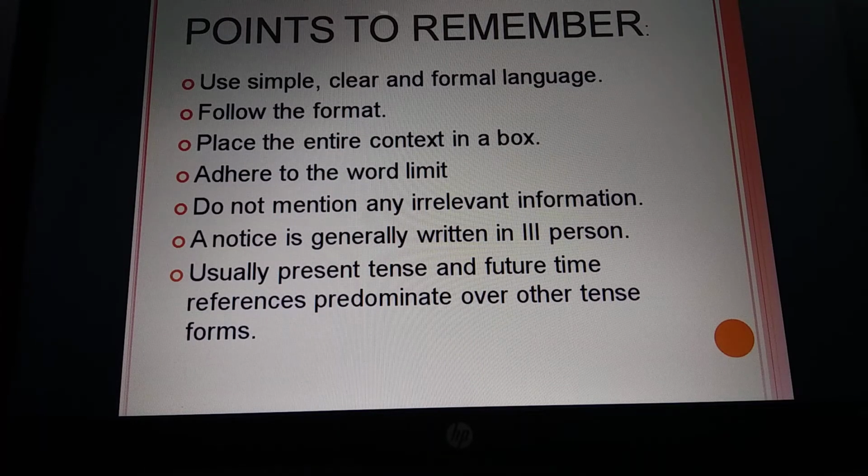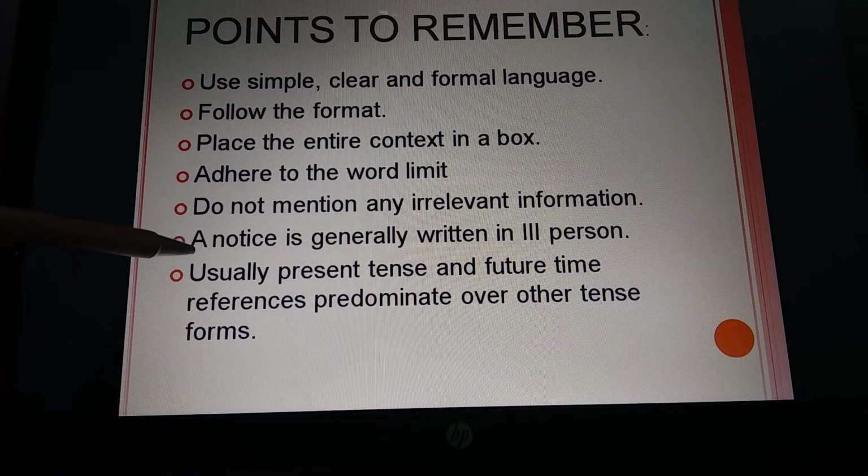Then adhere to the word limit mentioned in the question. Usually it is 50 words. And for that, the second point is very important. Do not mention any irrelevant information so that you stay within the word limit.